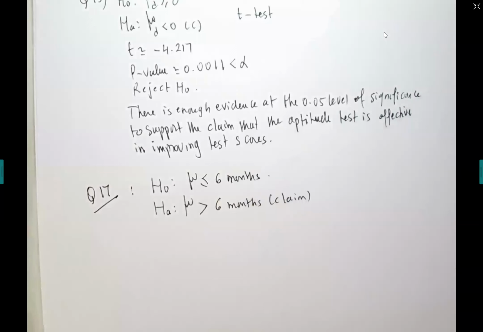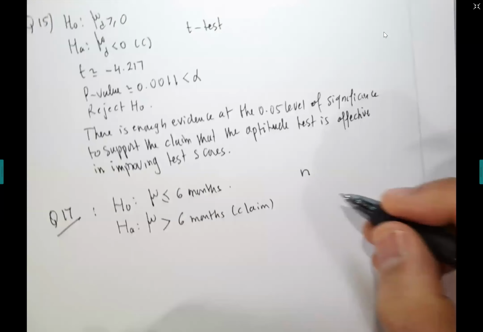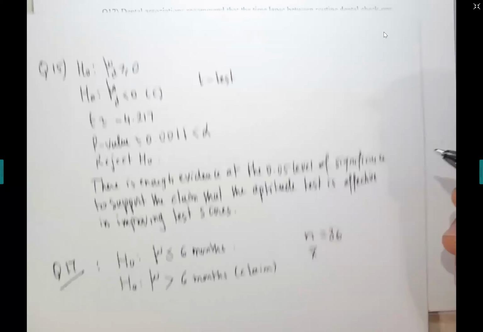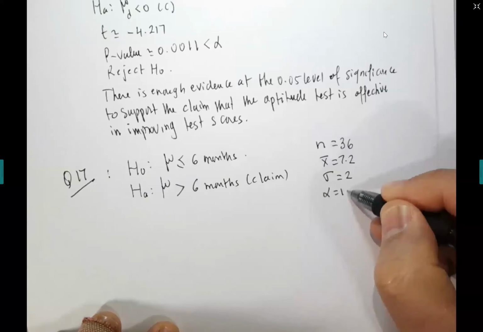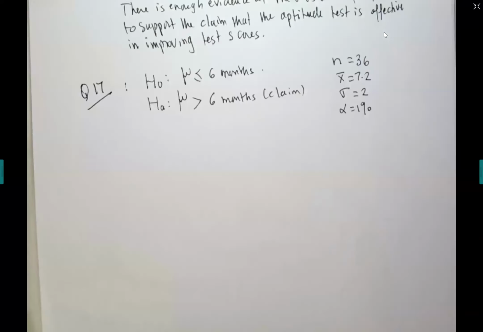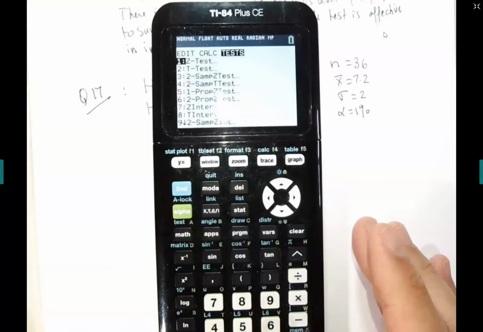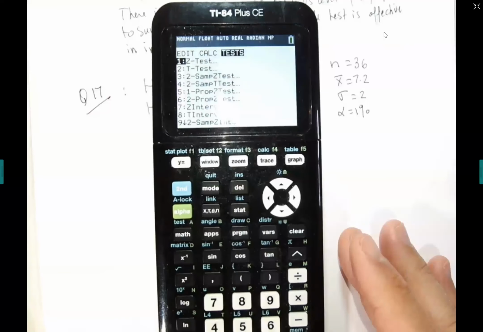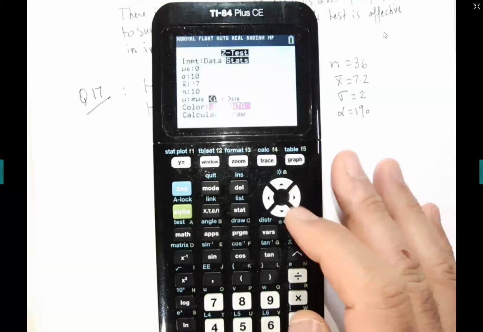Okay, I have N, guys. Let me just get it. 36. I got X bar to be 7.2 months. And I got sigma, not S, 2 months. And I got alpha to be 1%. All right. So this one, guys, you go to tests. It's a Z test because sigma is known. Z test. Stats and enter the values.